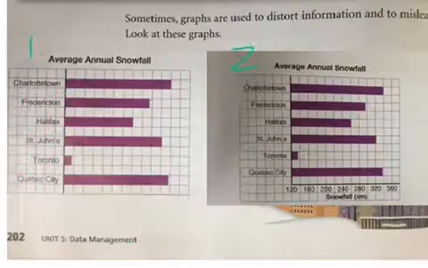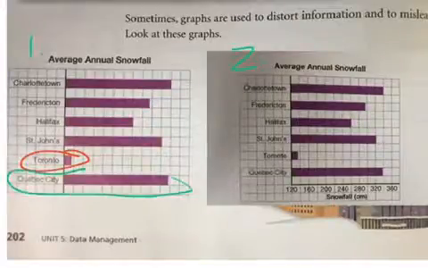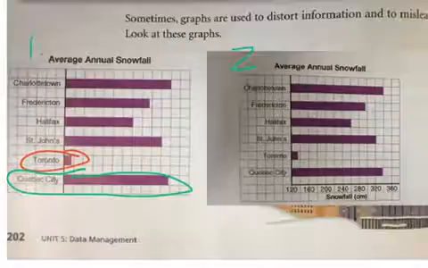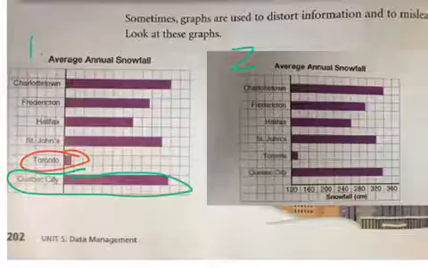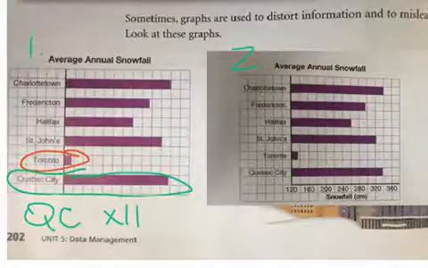If we go back to comparing the two graphs and we look at Toronto versus Quebec City on the original graph, we look at the fact that Toronto takes up about 1 grid mark, and we look at the fact that Quebec takes up about 11 grid marks, which makes it seem like Quebec City has 11 times as much snow as Toronto. It looks like, we said, a big difference.